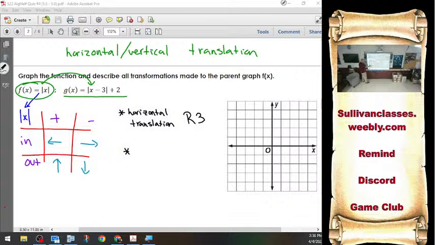Positive outside, I'm headed up. So I'll use my vertical translation. Up 2.